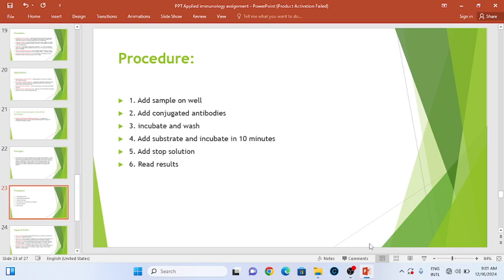When the color changes, we interpret the result, and when there is no color, we also have an interpretation of that result. Fifth, we add the stop solution.